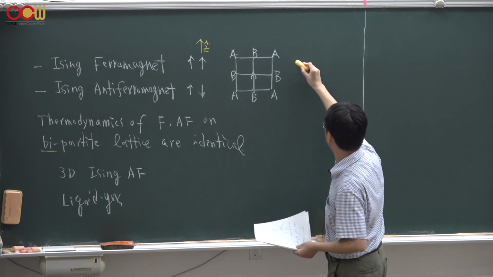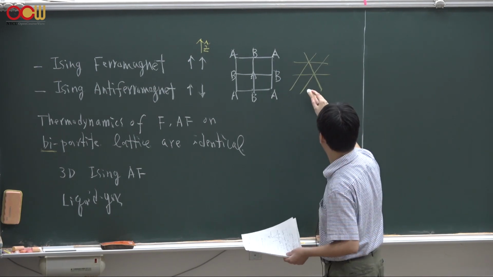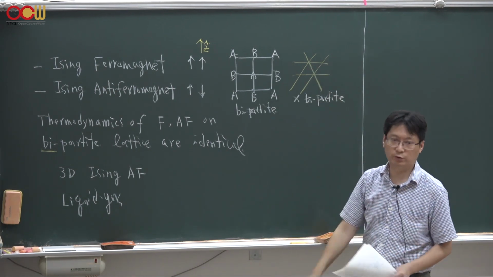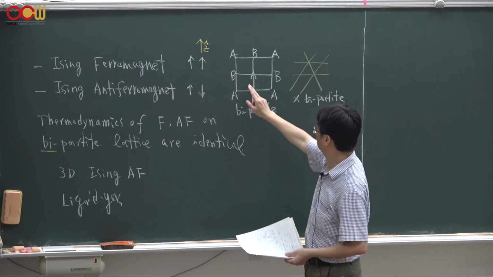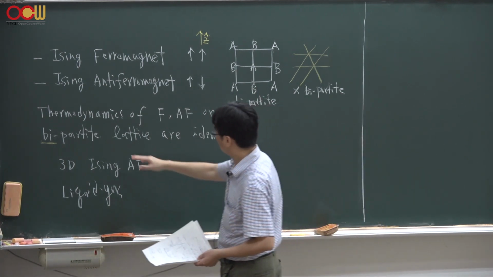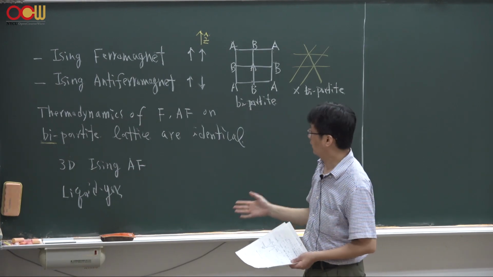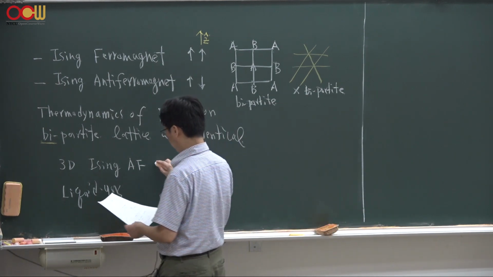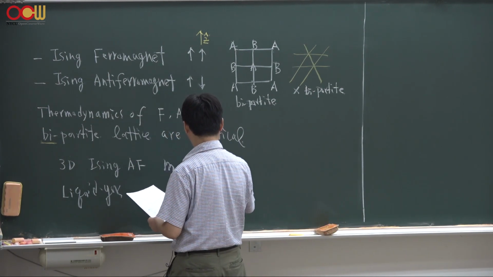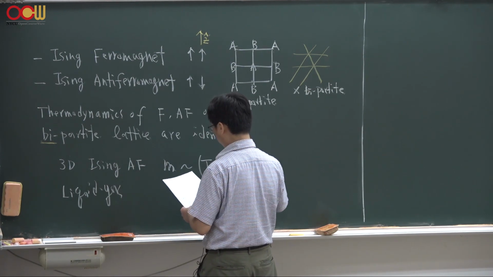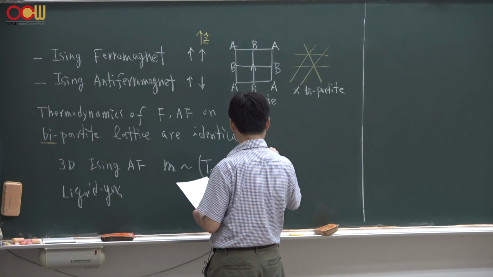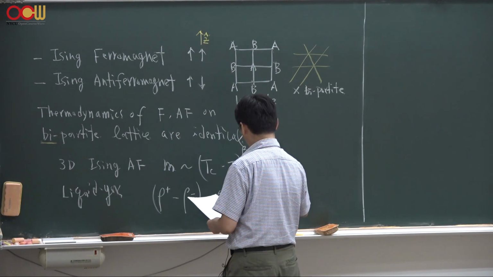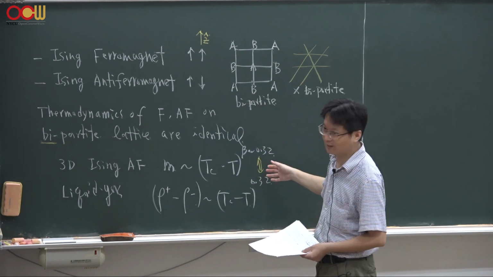But the triangular lattice, for example, is not a bipartite lattice because you cannot separate this triangular lattice into two subgroups, A and B, but you could do that on the square lattice. On the bipartite lattice, both the Ising ferromagnet and antiferromagnet obey the same critical behavior, namely the magnetization goes like Tc minus T to the power of beta, and beta is about 0.32. And this is the same as the liquid-gas transition. The exponents are in excellent agreement.